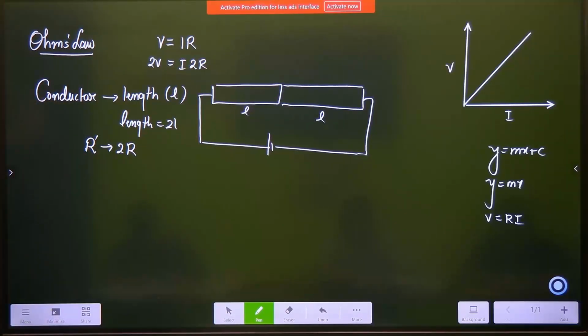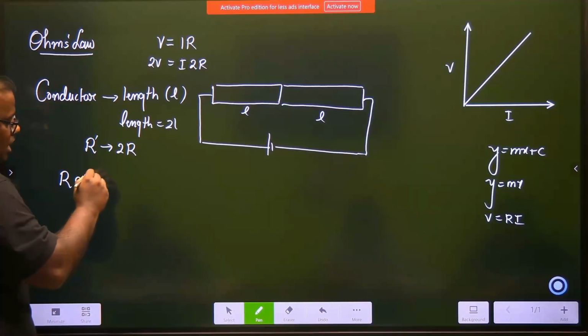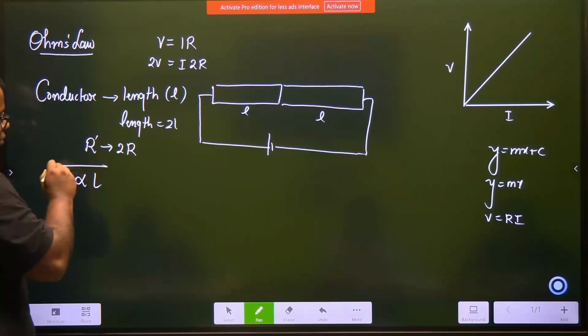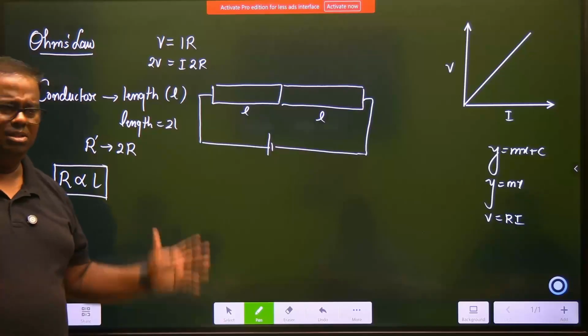Have you understood? These are all grade 10. Resistance is directly proportional to length. This is one finding: resistance is always directly proportional to length. Is this understood? Pretty easy.